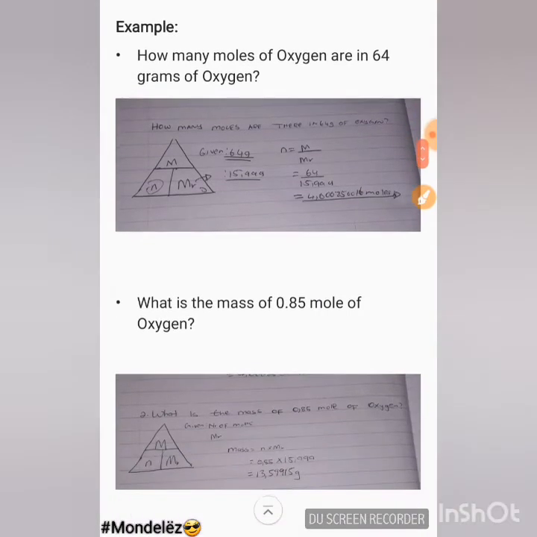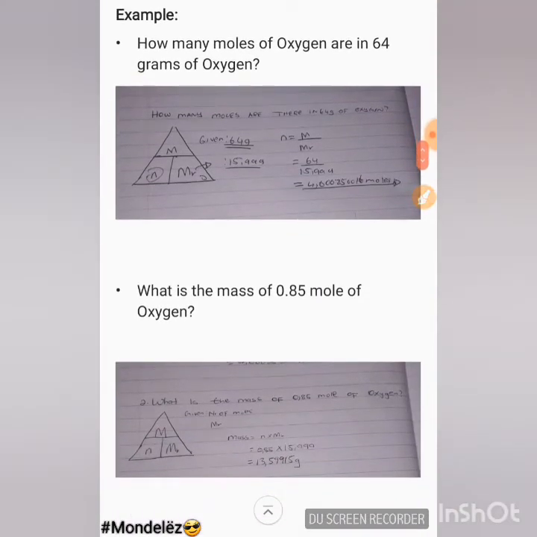And then let's look into examples. Now, the first one reads thus: how many moles of oxygen are in 64 grams of oxygen? Right? You want the number of moles. So we're given the mass, which is always given. Therefore, we want this one over there.